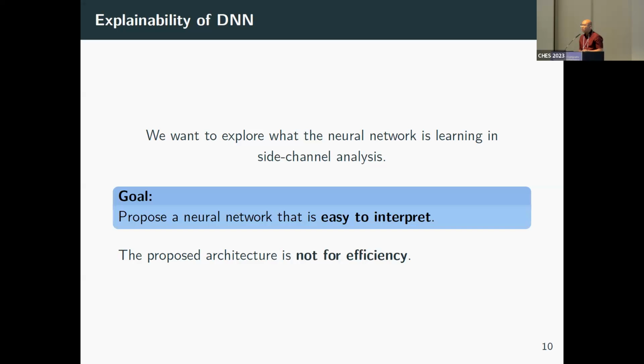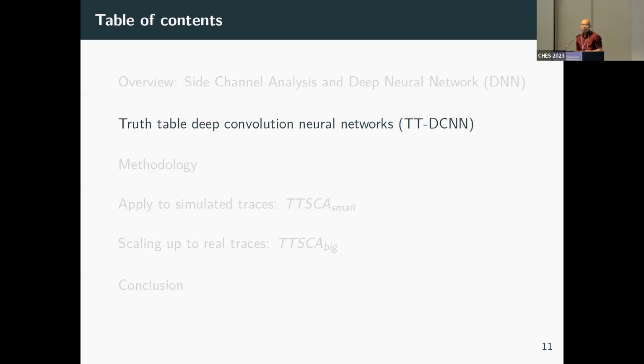but explainability or interpretability has many sides to it, and it has many definitions for different people. So in our case, we're going to propose a neural network that is easy to interpret. We want to note that the proposed architecture is actually not for efficiency, it's only for interpretability. So we use this TT-DCNN.